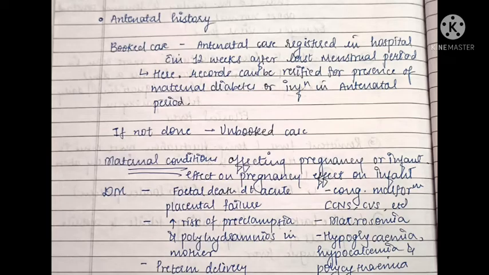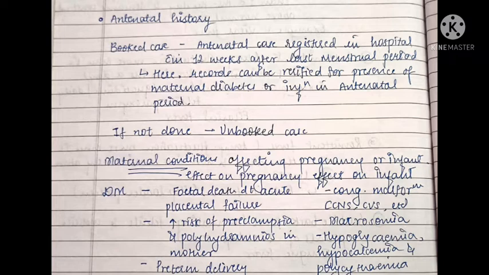Next, antenatal history. Antenatal history includes the series of events that have occurred during the intrauterine developmental period of the child and may have led to the present illness. So here they ask what is a booked case and what is an unbooked case. An antenatal case which is registered in hospital within 12 weeks after last menstrual period is called a booked case, and if not done so, it is an unbooked case. What is the significance? Records can be verified for presence of maternal diabetes or infection in antenatal period in a booked case, whereas it cannot be really done in an unbooked case.